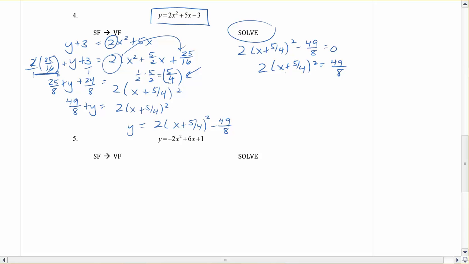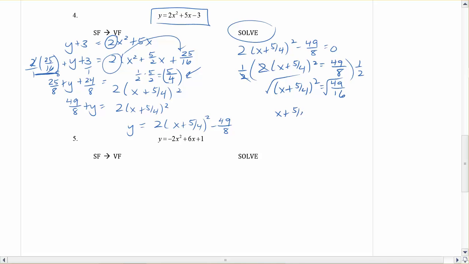Now, instead of dividing by 2, because I have a fraction, I'm going to multiply both sides by 1/2. Because that way I know I eliminate my 2, because I'm really dividing by 2. It's the same thing as multiplying by 1/2. But then it's a little easier for me to do this. I'm going to say it's 49 over 16. Now, since I have the quantity squared, take the square root.